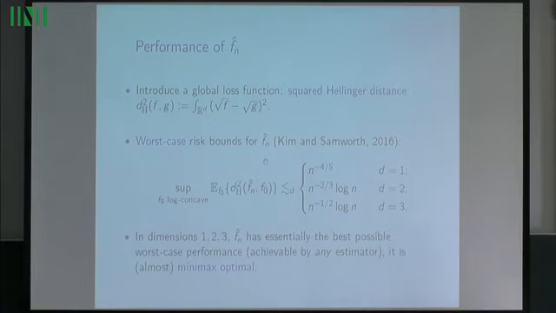Now, in their 2016 paper, Kim and Samworth studied the problem of estimating an unknown log-concave density f0, and they showed that in the worst case, the expected squared Hellinger distance between fn hat and f0 is bounded above, up to a constant depending on dimension, by the following functions of the sample size. Note that these go to 0 more slowly than n to the minus 1, which is the rate that we'd expect in a finite dimensional parametric problem. And it can also be shown that fn hat has essentially the best possible worst case performance achievable by any estimator, and we say that it's almost minimax optimal in these dimensions.